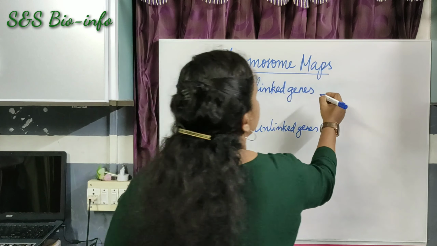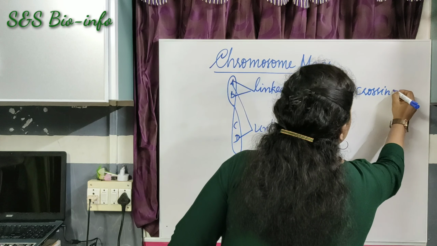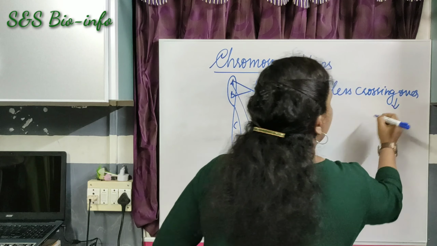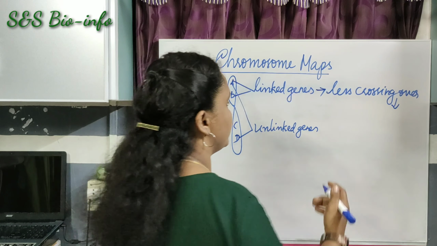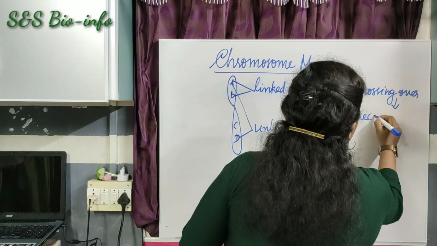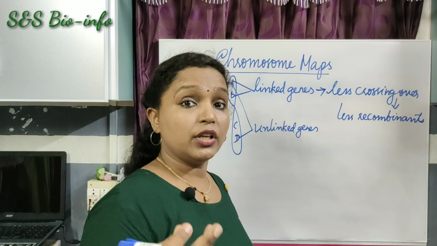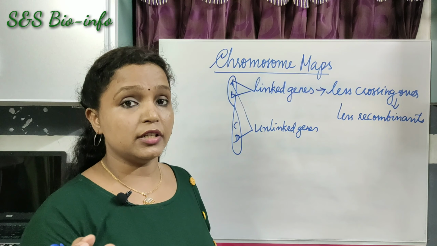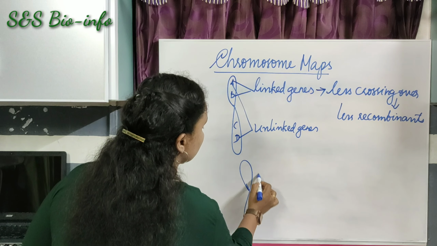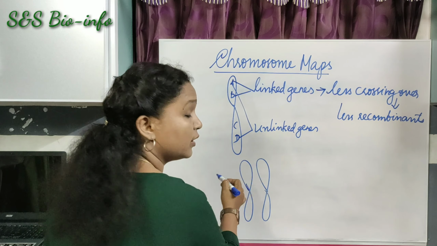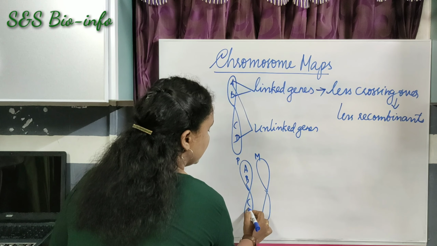So here I can write less crossing over, so that less number of recombinants in the progeny, the recombinant traits in the progeny. Less recombinants. Crossing over means the exchange of genetic material between the non-sister chromatids of the homologous chromosomes. Suppose this is one chromosome and this is another chromosome. Suppose these two are the homologous chromosomes, paternal and maternal. These chromosomes carry genes.